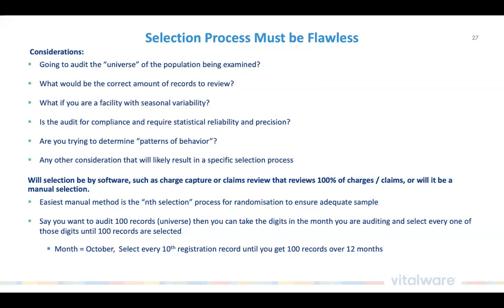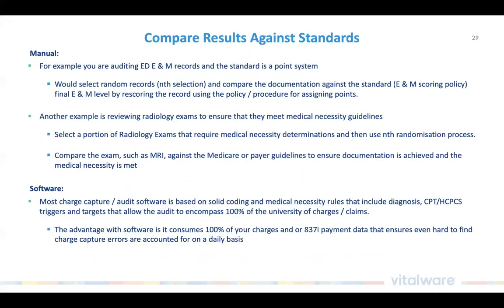If it's April, I'm going to select every 4th one. If it's February, every 2nd one. So just make it easy on yourself. The point here is to randomize it and not get, you know, just the summer people or the winter people skewing your results. So we compare the results against the standards.